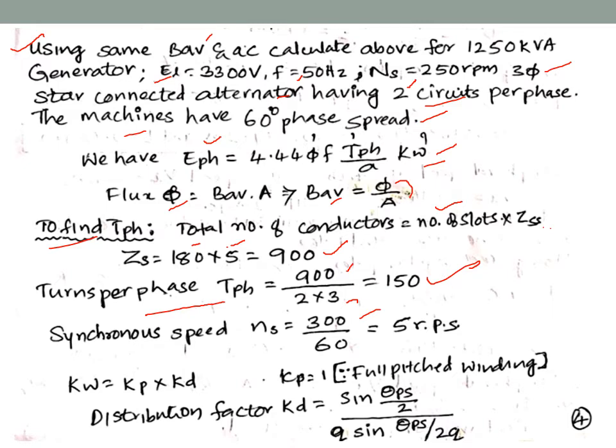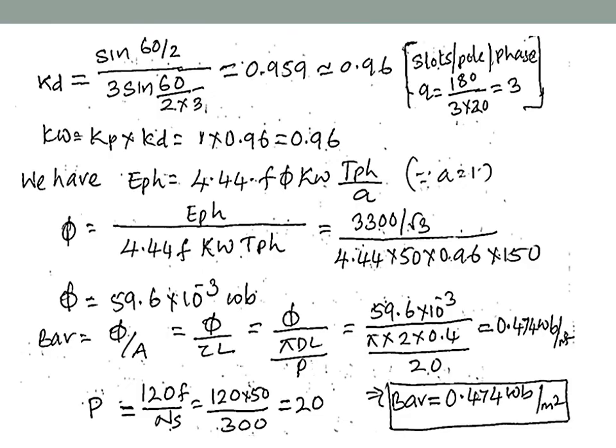Okay. And KW is equal to KP into KD. Here KP, it is full pitch winding, KP is equal to 1. So now we have to find out KD. KD is equal to sin(theta PS by 2) by Q sin(theta PS by 2Q). Q is the number of slots per pole per phase. Theta PS is the phase spread. Phase spread is 60 given. Q is 3 given. Finally, we will get KD is equal to 0.96.